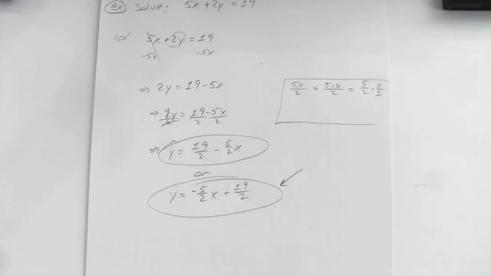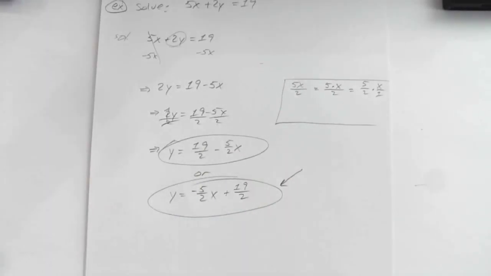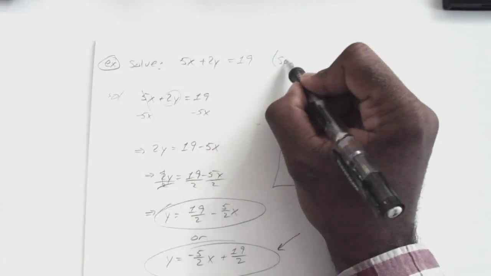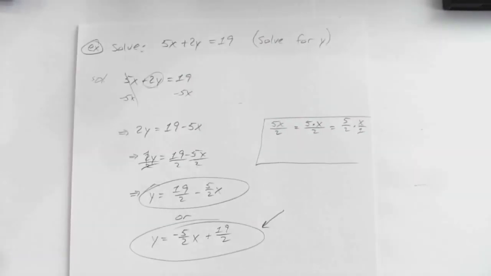Yes? So the 19 over 2 minus 5x over 2 wouldn't be correct? It could be, but you always want to bring the coefficient out to the front. Okay. So that's why you want your numerical value out to the front and the variable sitting on the side by itself. Yes? At the beginning, you said solve for x, and you solve for y. Yes. Yep, I didn't put that up there. Thank you. All right, any other questions?